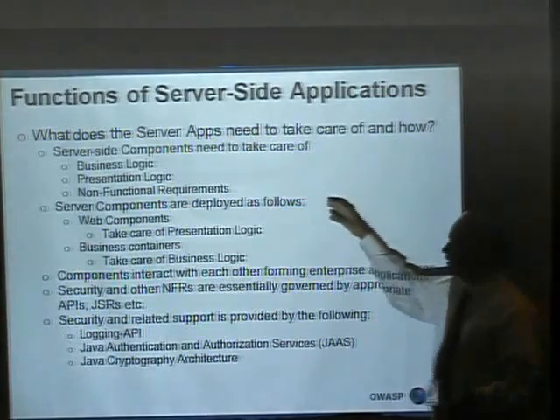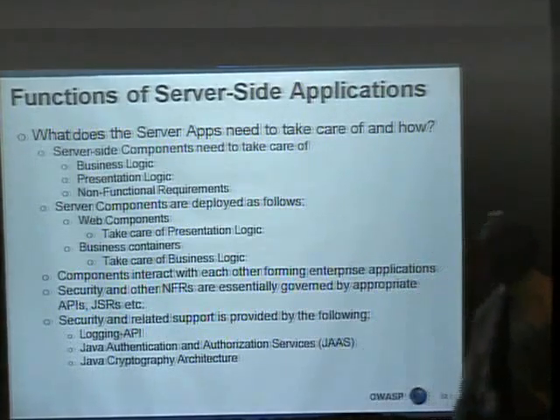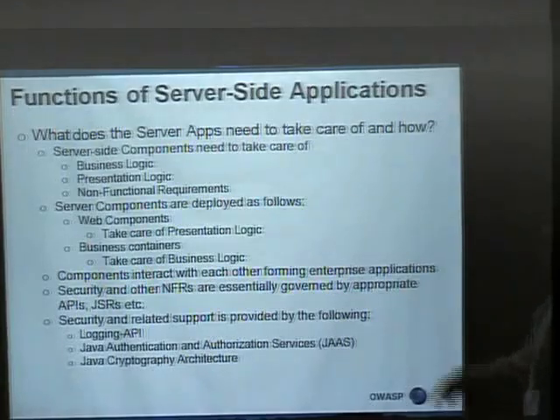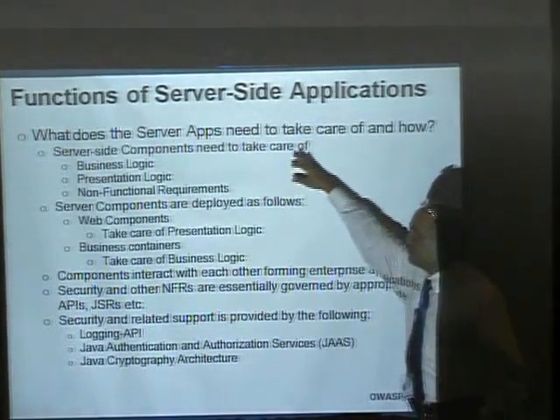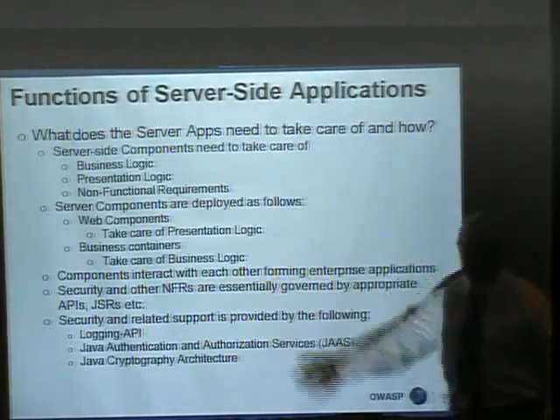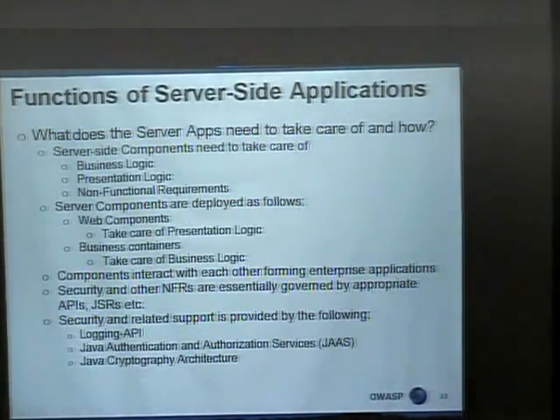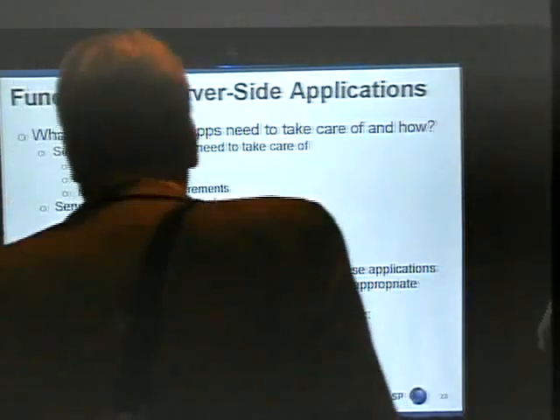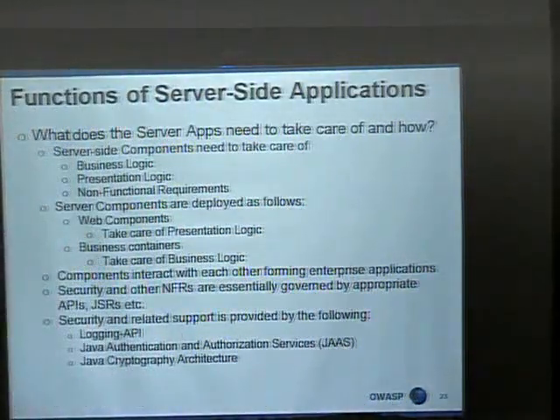Server components are of two types, as I said, web components and business components. Web components take care of presentation logic as demanded, and business components take care of business logic as demanded. And these components interact appropriately to achieve whatever the application needs to do, as prescribed by our client and according to the PCI requirement.